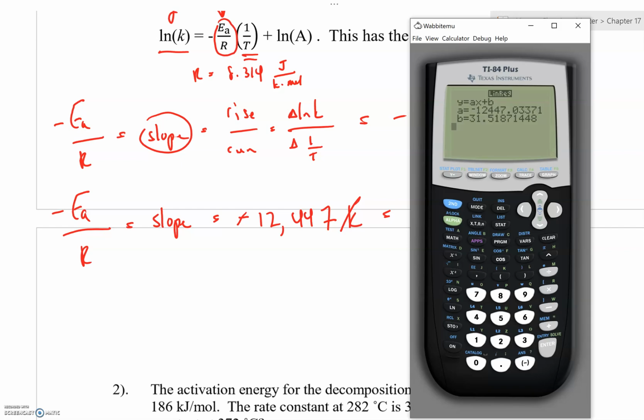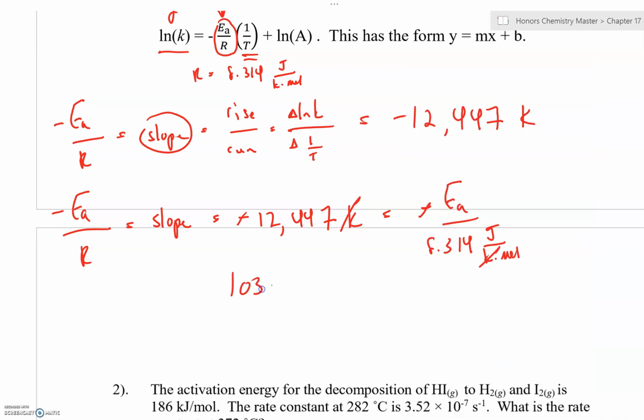So let's take this answer, negative 12,447, and multiply it by the value for R, 8.314. We've already shown how the units cancel, and our answer should be in joules per mole. And of course, negative slope is equal to negative EA over R. So this is a positive number, 103,484 joules per mole. Aren't you glad you found this link?